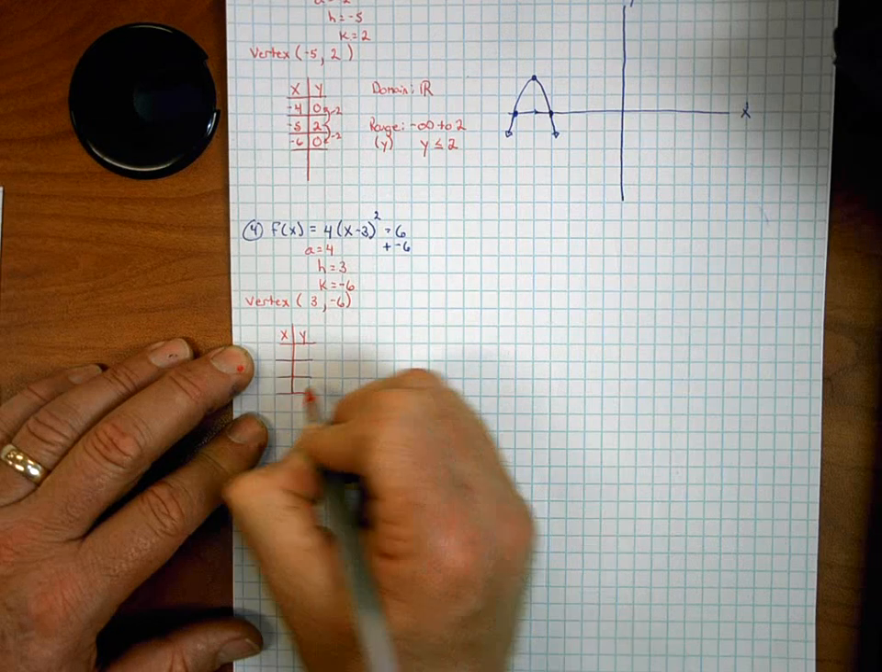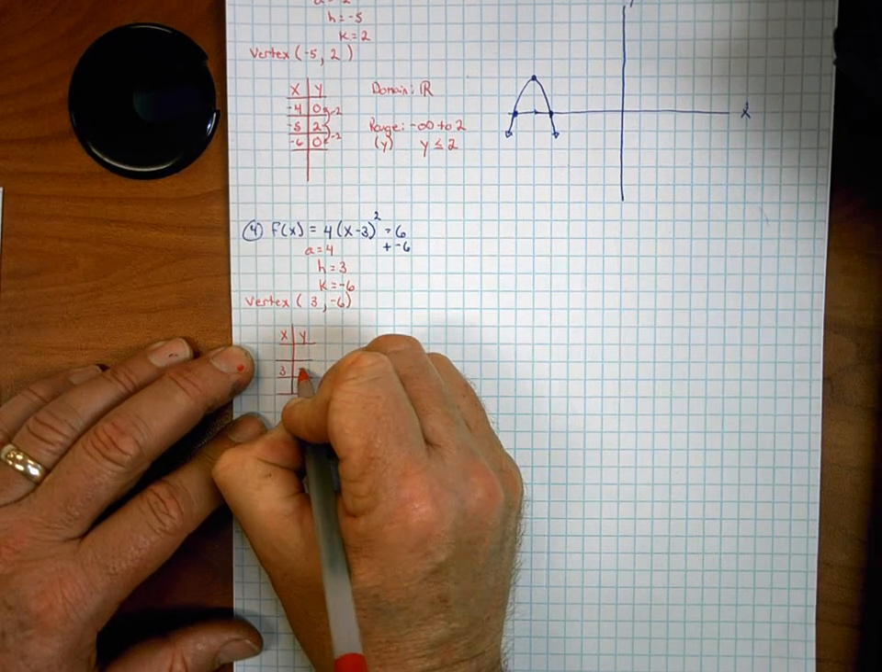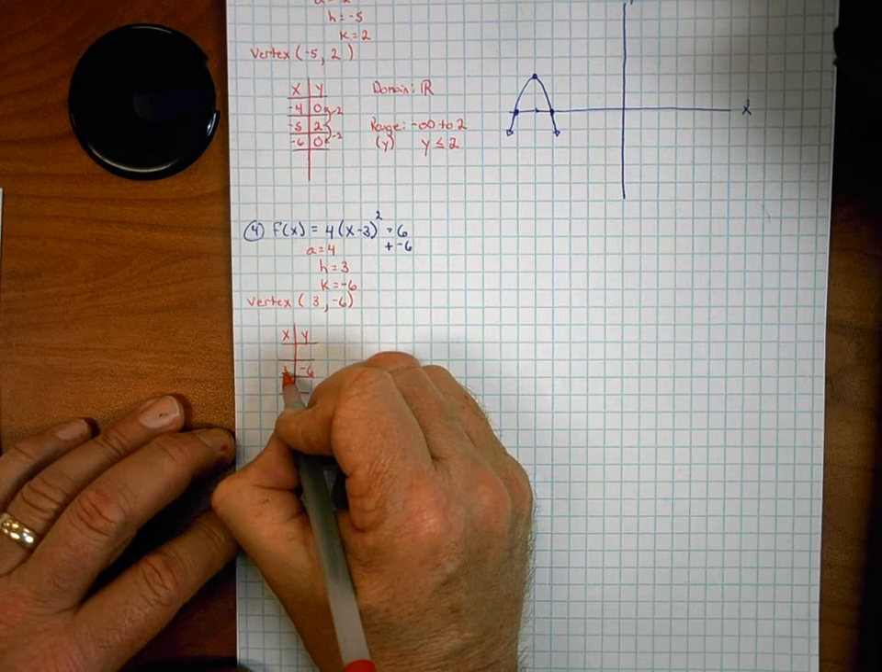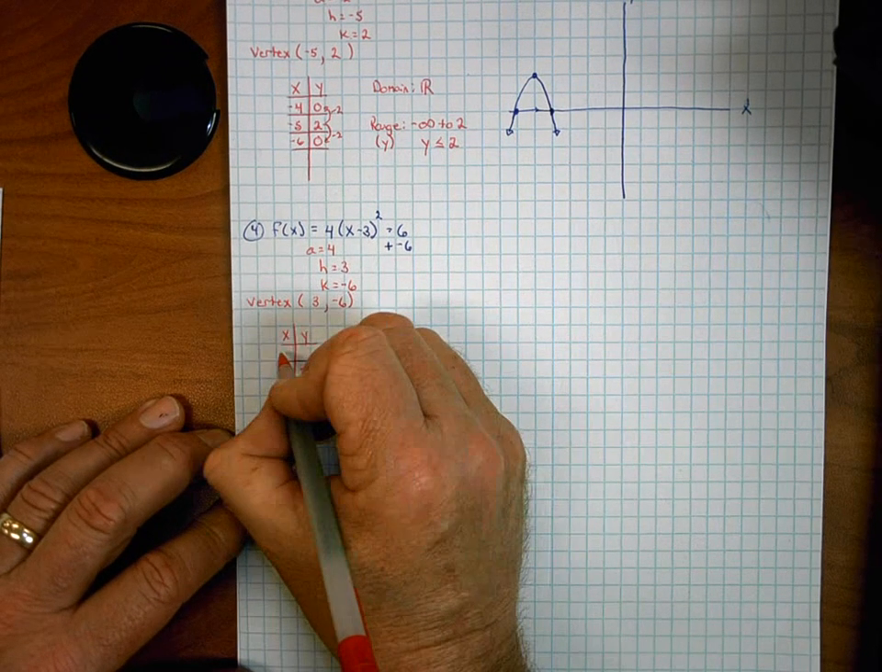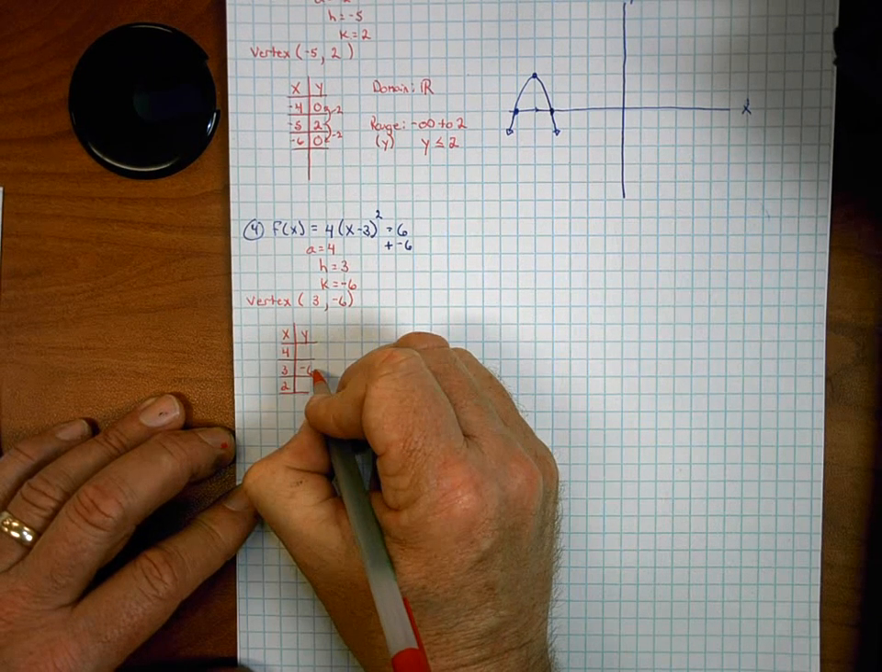I can now use that vertex and use my a value to generate a table that's going to help me make my graph of my parabola. I put the vertex coordinates right in the middle of my table. So I put 3, -6 in the middle. Then I pick one x value above 3. 1 above 3 is 4. 1 below 3 is 2. Okay?